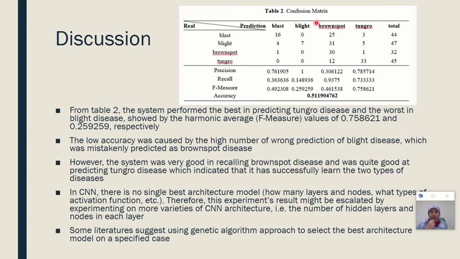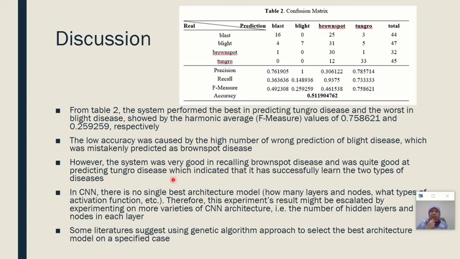So from table 2, we can see that the system performed the best in predicting tungro disease and the worst in blight disease, shown by the harmonic F-measure values of 75% and 25%. The low accuracy is mostly caused by the wrong prediction of blight disease. So lots of blight disease was mistakenly classified as brown spot, probably because of the similarity of the images.